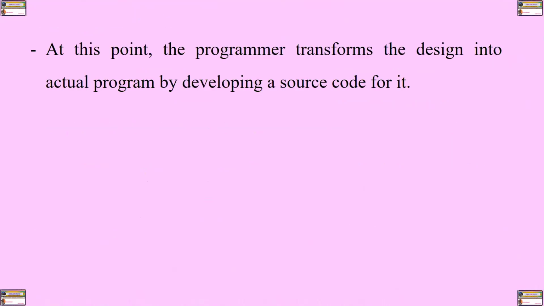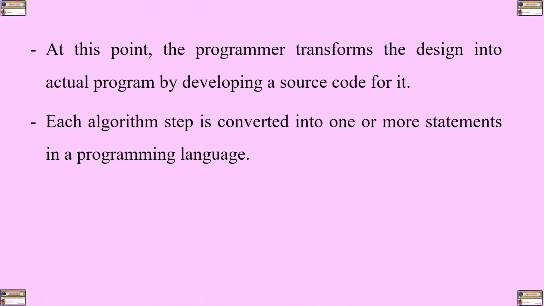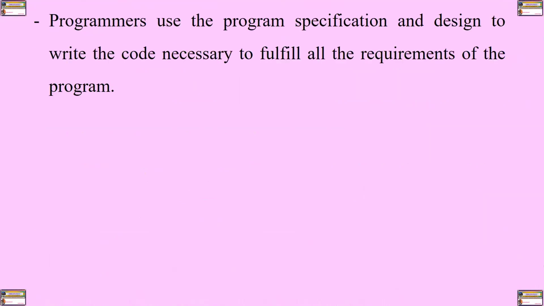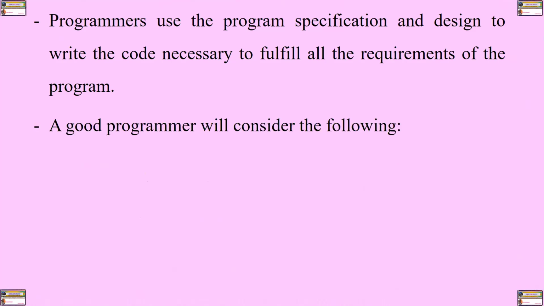At this point, the programmer transforms the design into an actual program by developing a source code for it. Each algorithm step is converted into one or more statements in a programming language. Therefore, it involves typing the instructions into a program editor window in the computer in order to tell it how to solve the problem. The programmers use the program specification and decide to write the code necessary to fulfill all the requirements of the program.